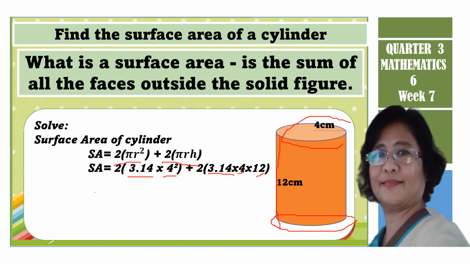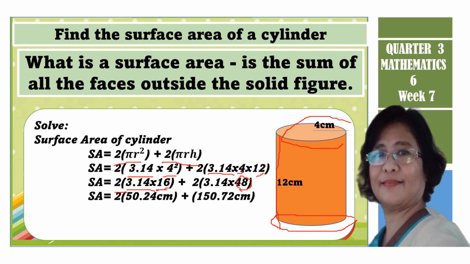So what is 4 to the second power? We have 16. So that's why we have 16 times the value of pi, which is 3.14 times 2. Then plus, we have 4 times 12 is equals to 48. So times 3.14 times 2. Next, we multiply 3.14 times 16, we get 50.24 centimeter. And we multiply 48 times 3.14, we have 150.72 cm.